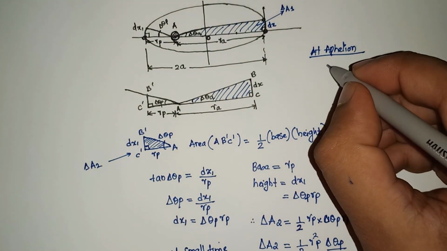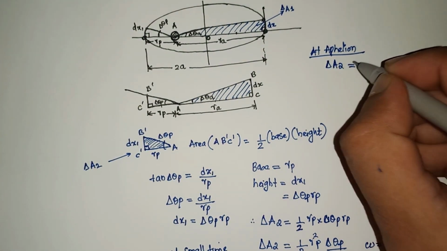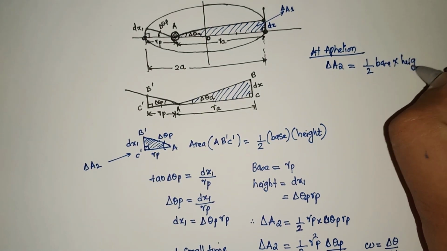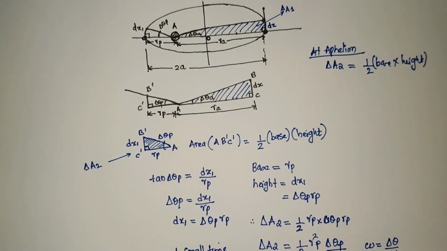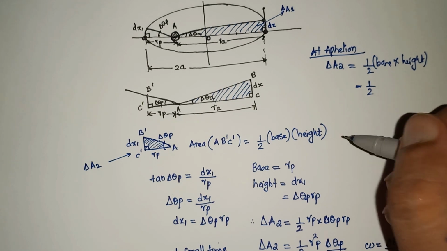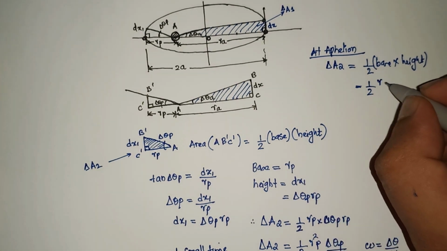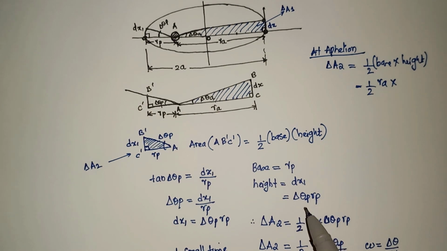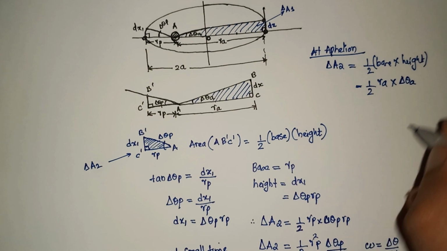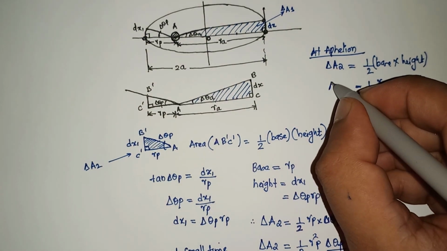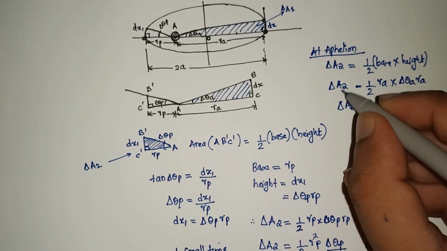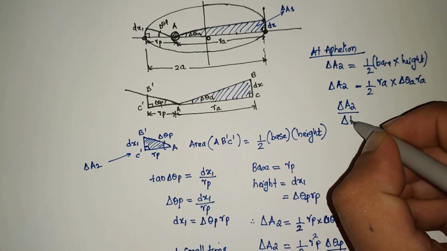At aphelion you have delta A2, which is given by again half into base into height. I don't want to write it, still I am writing this because it will be clear for you. So this will be half into, what is the base here? Base is, here it was rp, so here it will be ra. What is the height? You can tell from here itself, it is delta theta a into ra. Now this is happening at some time interval, this is sweeping this area at some time interval delta t2.